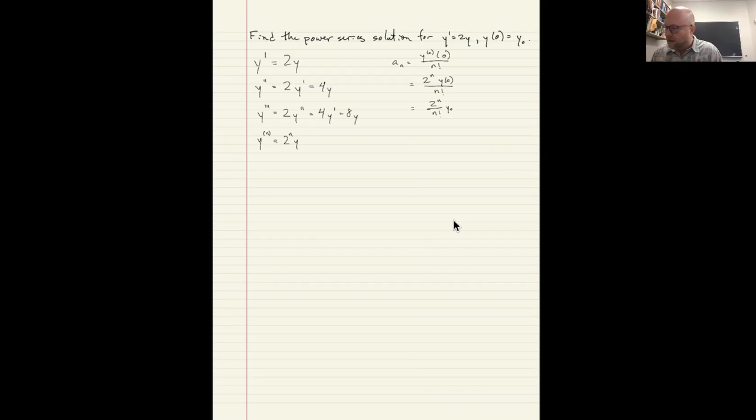Just kidding. So now our power series, y of x, centered around x equals 0, will be the summation from n equals 0 to infinity of 2 to the n over n factorial times x to the n.